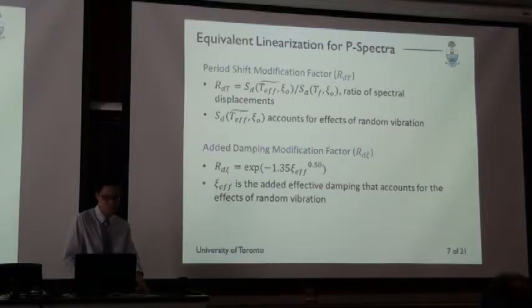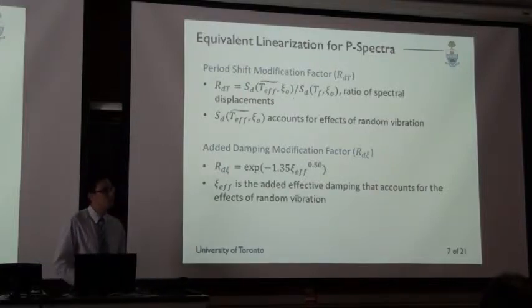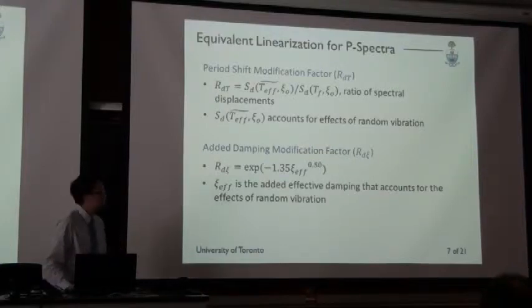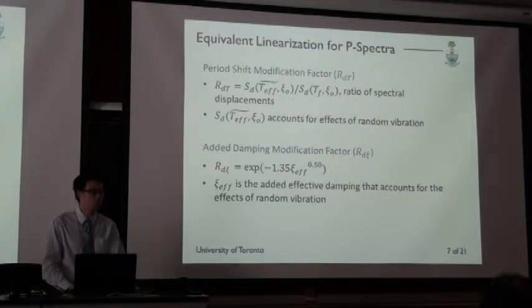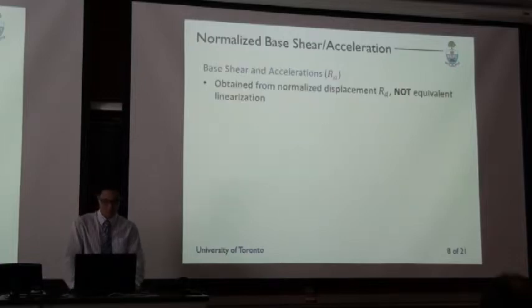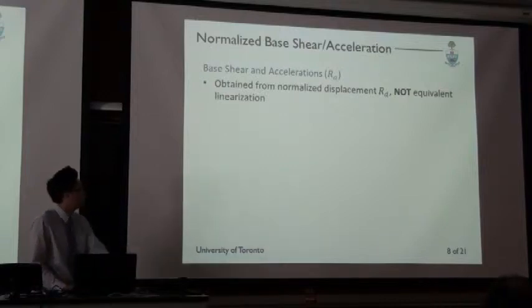the effective random vibration. Similarly, we can define an effective damping, C effective, accounting for both viscous damping and hysteretic damping, as well as the effective random vibration. Using this parameter and an extensive nonlinear time history parametric analysis, we derive the damping modification factor RDC. So using these formulations, we can predict the normalized displacement given the damping parameters that we select from the performance spectra. As for the base shear and acceleration, these are not generated from equivalent linearization, but instead are generated based on the displacement demand that we obtained previously.